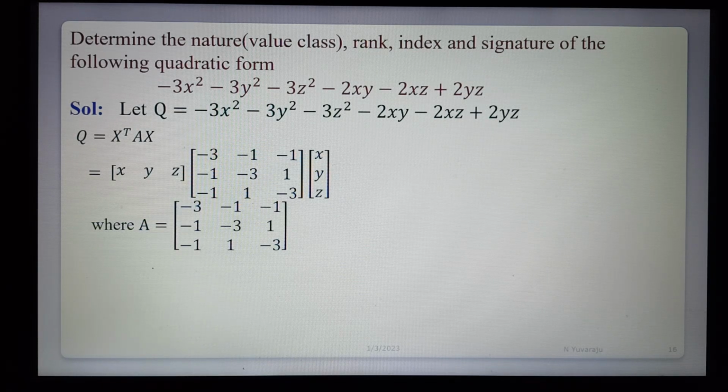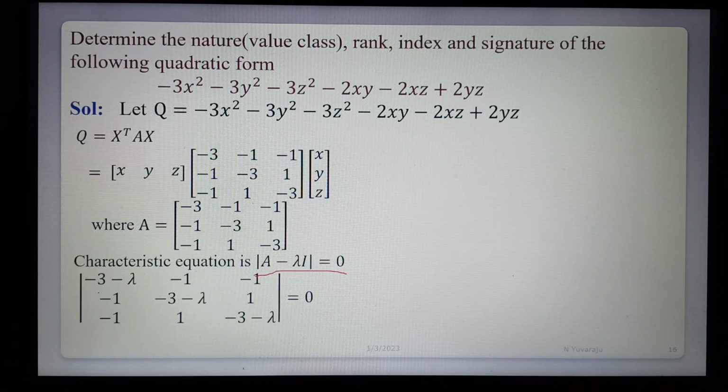First, writing the characteristic equation, that is determinant of A minus lambda I is equal to 0. So determinant of minus 3 minus lambda, minus 1, minus 1; minus 1, minus 3 minus lambda, 1; minus 1, 1, minus 3 minus lambda is equal to 0. Solving this equation we get the eigenvalues. So lambda is equal to, I am telling directly here, minus 1, minus 4, minus 4. Okay, these are negative eigenvalues.